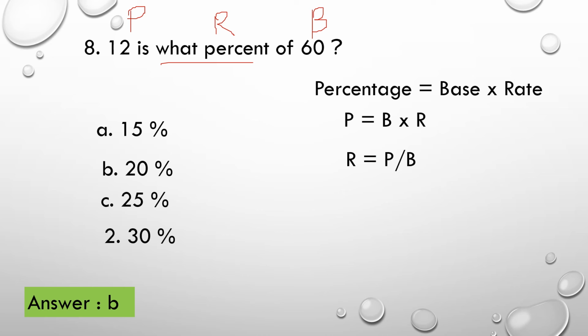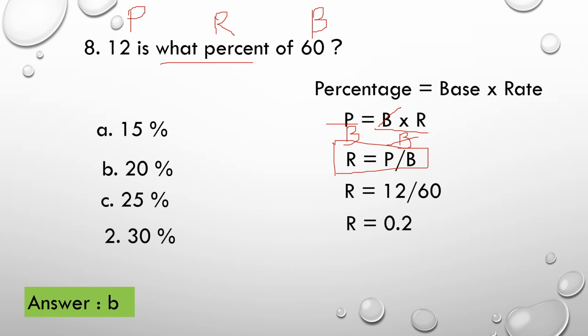So the formula for finding the rate is simply here. You can derive the formula here. You're looking for the rate, therefore you're going to divide both sides by B. So this one will be cancelled. So what we have now is R is equal to percentage over base. So divide only. So now rate is equal to 12, that is the percentage, divided by 60. And that is equal to 0.2. And that is the rate, 0.2.